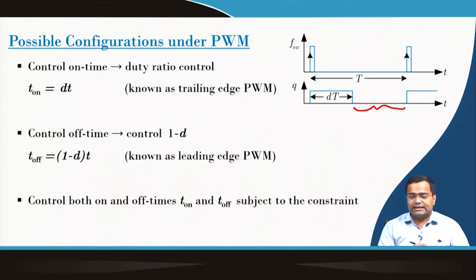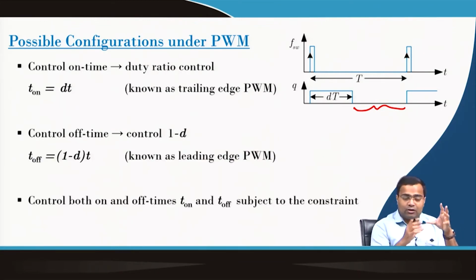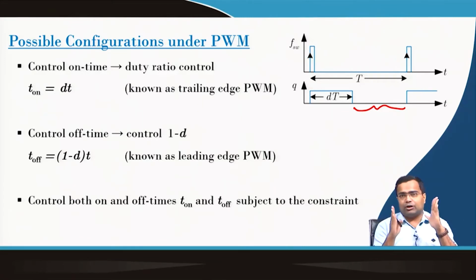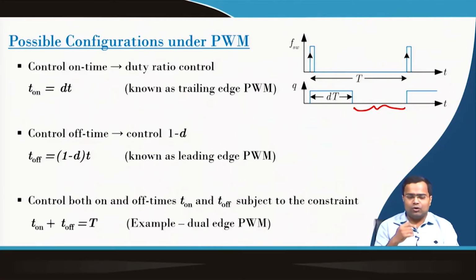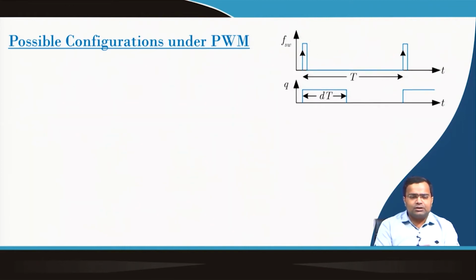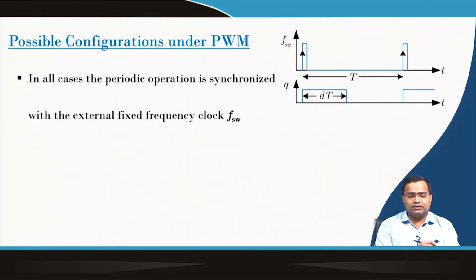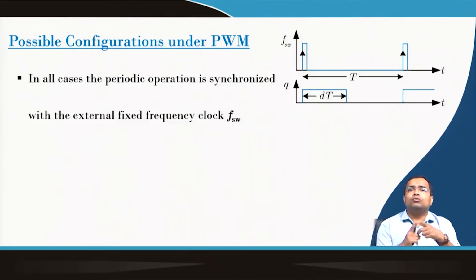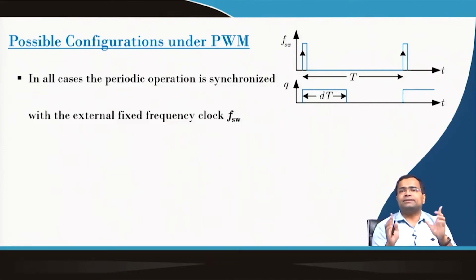It is known as leading edge PWM, and we can also control both on and off time, but subject to the constraint that the total time period is constant. Such a technique is called dual edge modulation. So, in all cases our periodic operation is synchronized with an external switching frequency clock with a time period capital T, which is fixed.